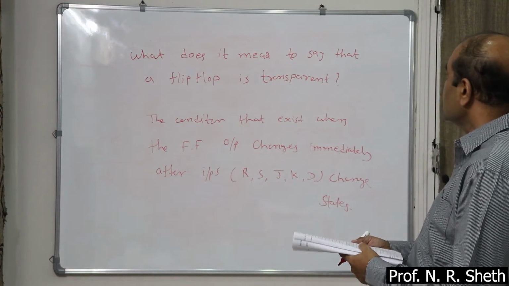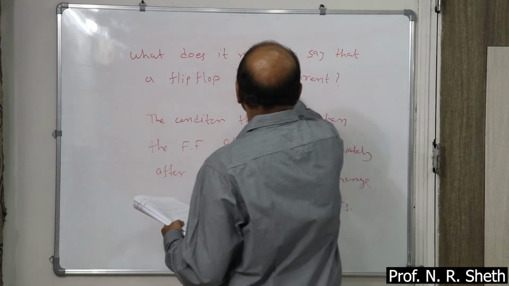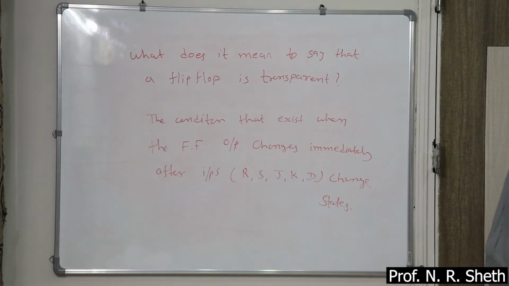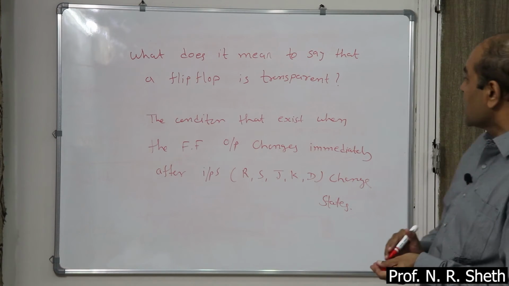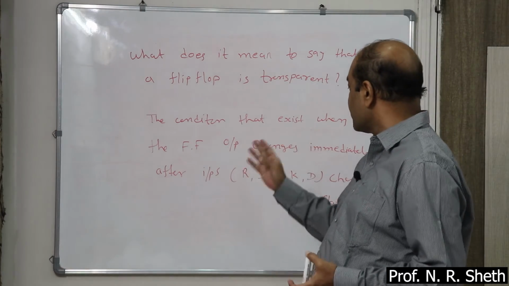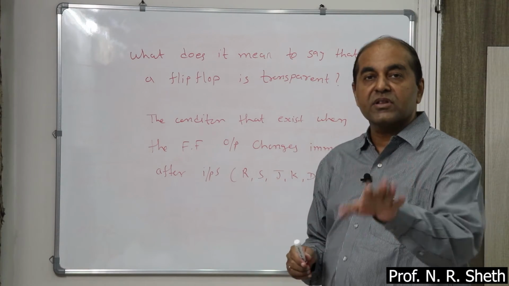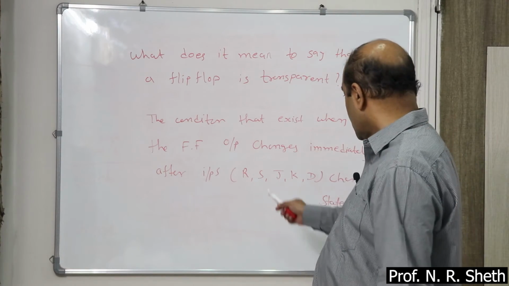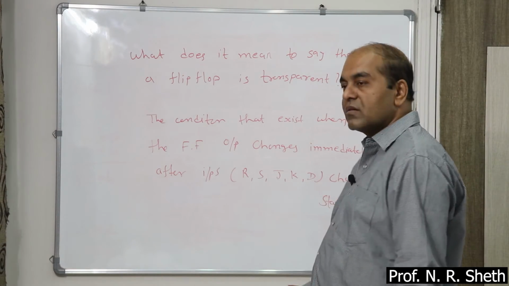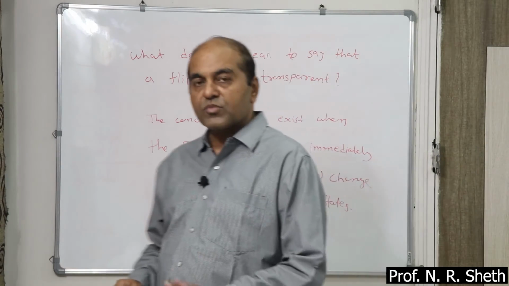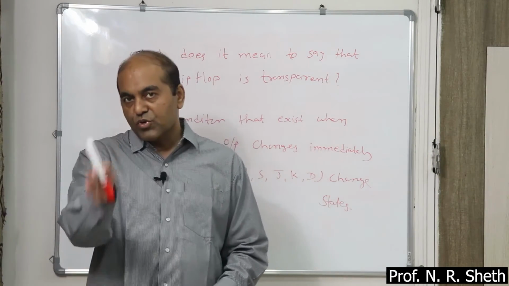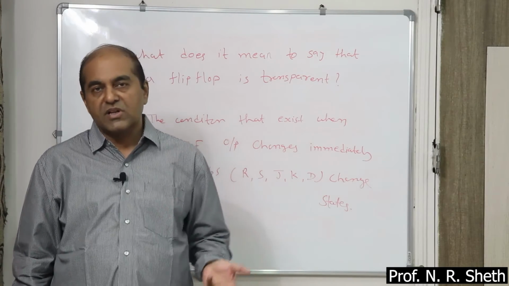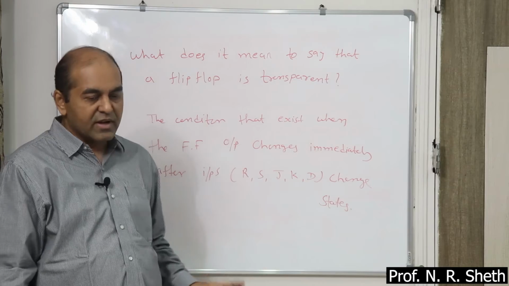What does it mean to say that a flip-flop is transparent? The condition that exists when the flip-flop output changes immediately after the input is applied, without the delay time, whether it is SR flip-flop, JK flip-flop or D flip-flop. When the input is applied, the output is immediately changed. That is said to be transparent. Okay, that is the meaning.